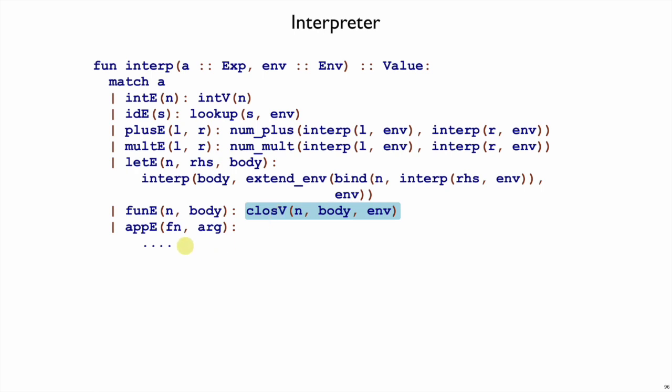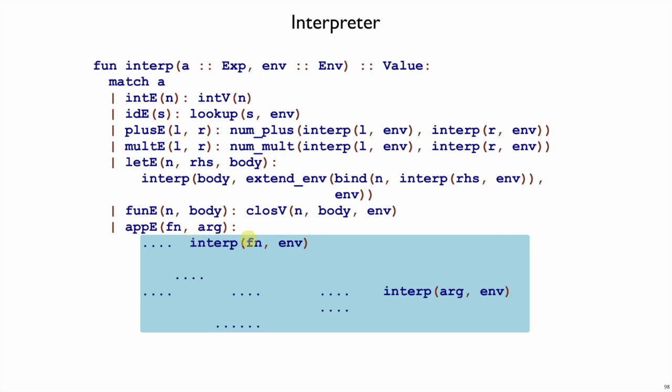And then that leaves us with the application case, the function call case. We have an fn expression and an arg expression. They're expressions, so probably we should interpret them. And maybe the environment is just along for the ride here. When we interpret this function expression, we hope to get a function value back. We might get a number back instead.